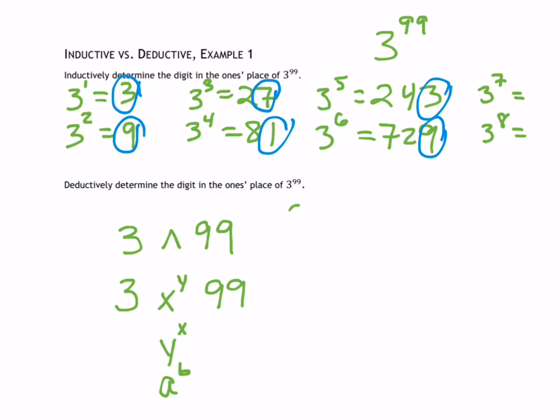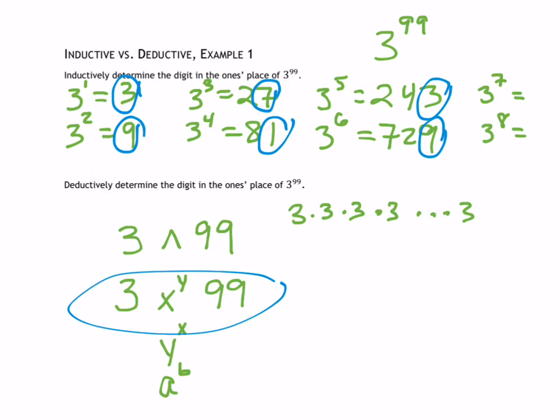This means 3 times 3 times 3 times 3, and so on, times itself 99 different times. Now, I think most of your calculators probably won't display this exact value. You're probably going to see it in scientific notation. For example, I have an iPhone and when I enter this in, I get 1.717, a bunch of other numbers, and then I see E47.